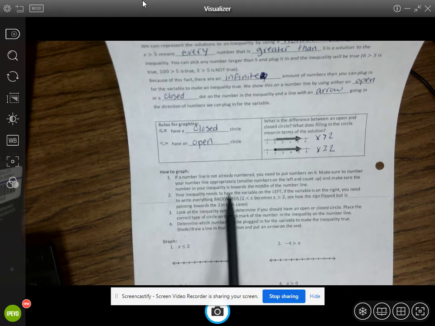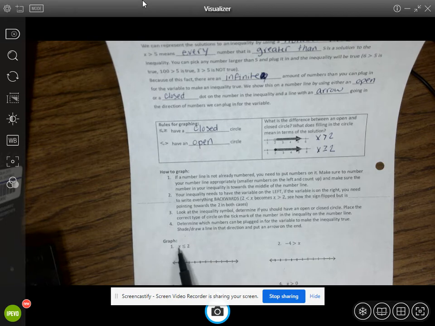Your inequality needs to have the variable on the left, meaning variable on the left of your inequality symbol. If the variable is on the right, you need to write everything backwards. So 2 less than x, I need to write everything backwards. X greater than 2. I'm flipping this symbol around because I flipped the entire thing around. Notice how the arrow is pointing towards 2? It's still pointing towards 2.